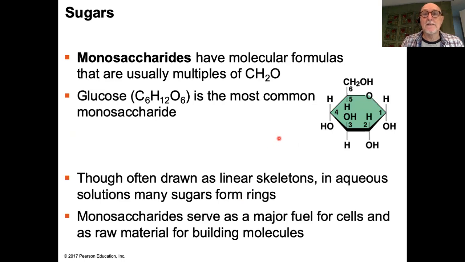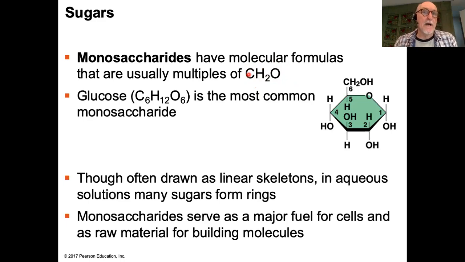And the monosaccharides usually have this formula. It is CH₂O. We'll look at it and you'll understand where the name carbohydrate comes from, because it's carbon joined to water. It's hydrated carbon, and that gives you carbohydrate.